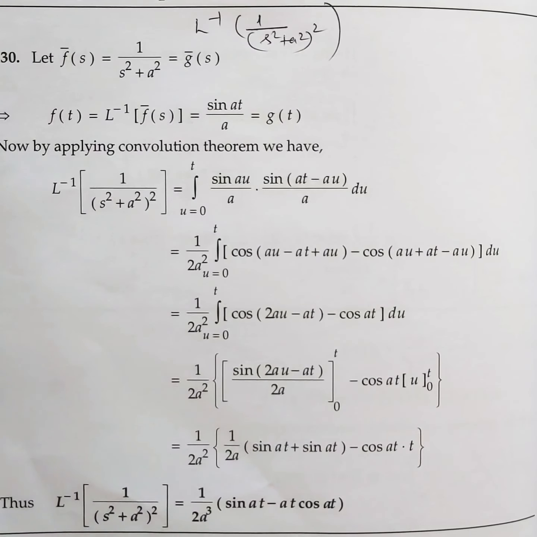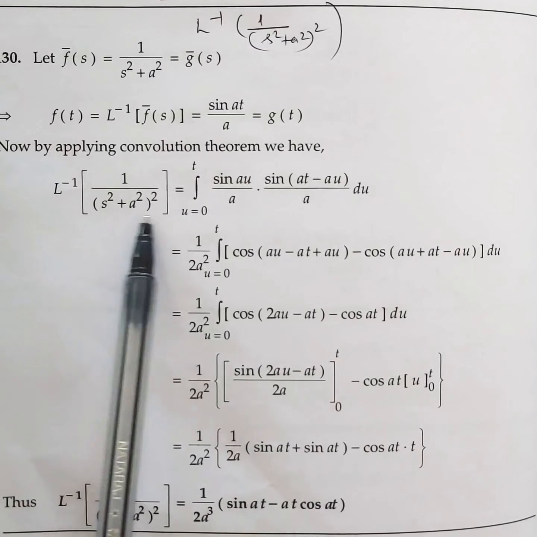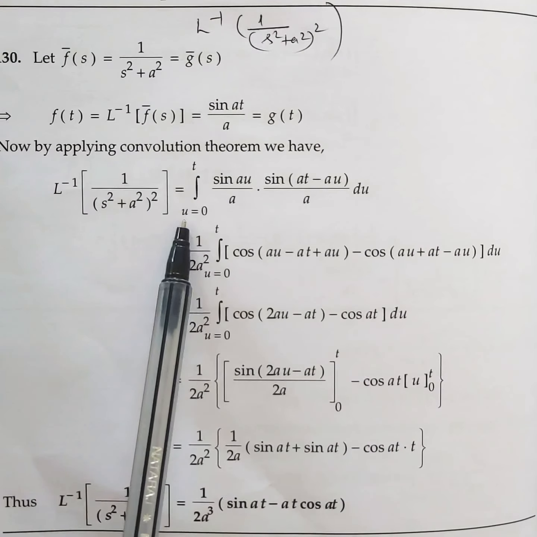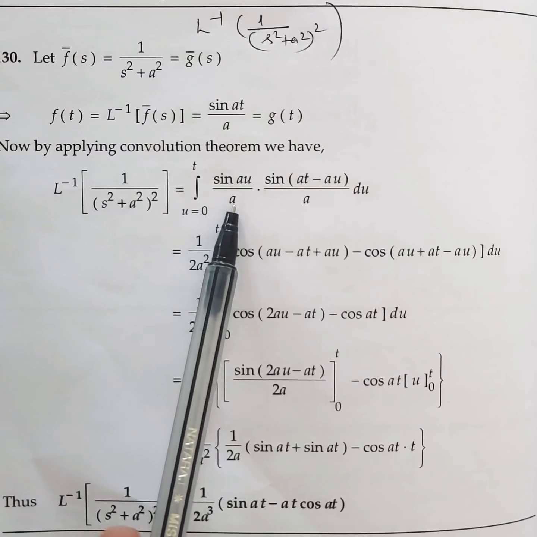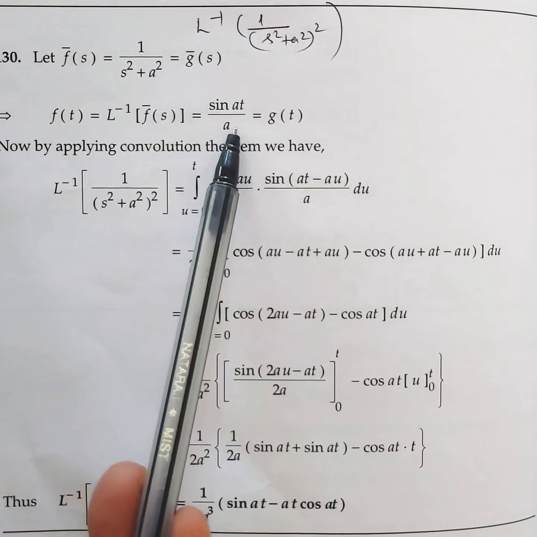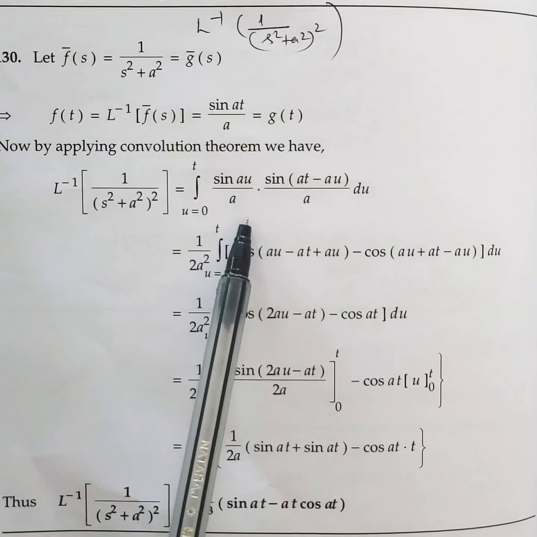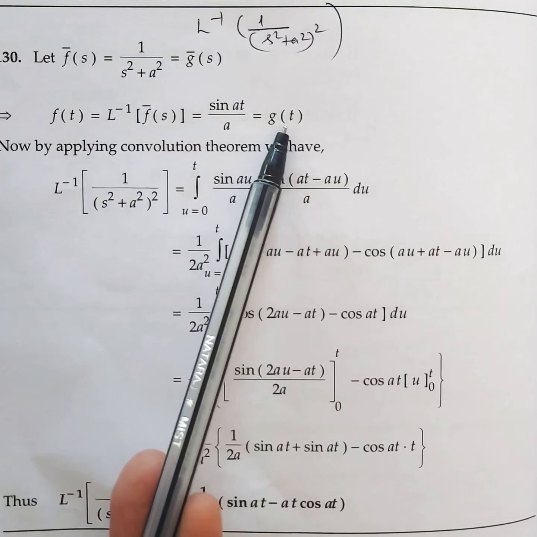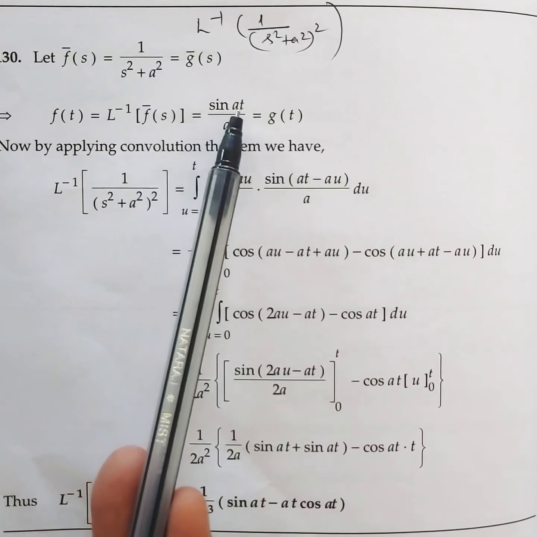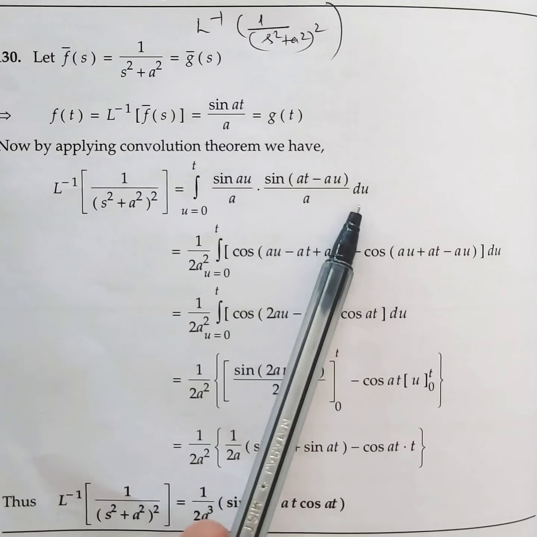Now, step 3, we are going to apply the convolution theorem, correct? That is L inverse of 1 by (s square plus a square) the whole square is equal to the integral from u equal to 0 to t of f of u. Remember the formula: f of u. Wherever t is there I will replace with u, so sin au by a, I have written that, into g of t minus u. In my second function g of t, wherever t is there, I am going to replace with t minus u. So sin a into (t minus u), so sin(at minus au) by a du.